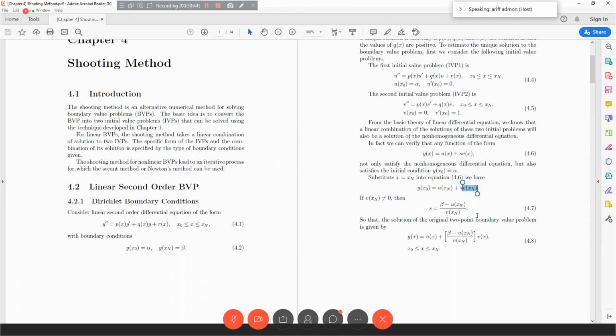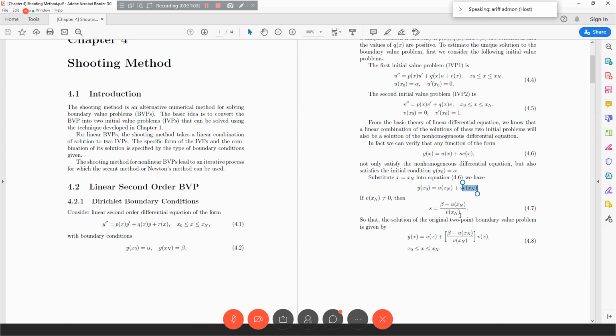Okay, you rearrange, and then you get equation 4.7. This is from your second boundary condition, IVP1, IVP2. This is for the case where your v at n is not 0.